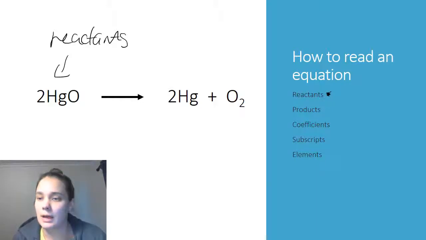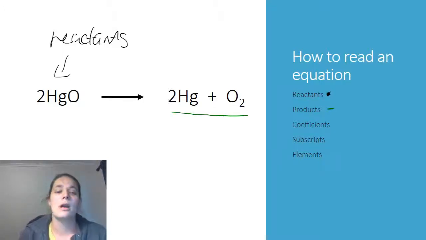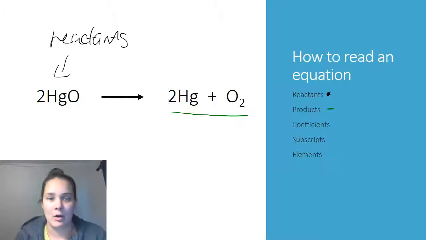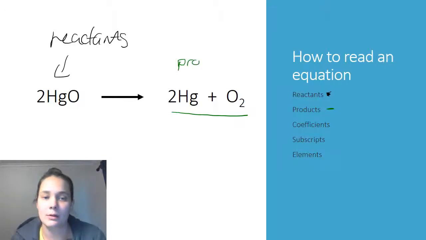The next one that we have is our products, and I'll identify them with green. Our products are on the right-hand side of the arrow. Reactants on the left, products on the right. And this is the outcome of our chemical reaction. So my products are on the right, reactants on the left.